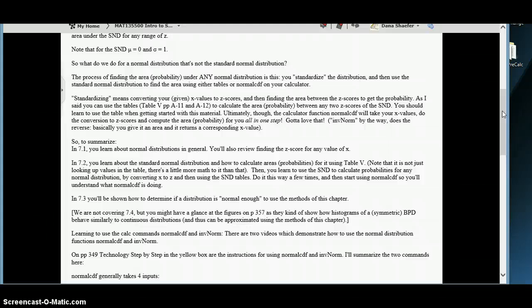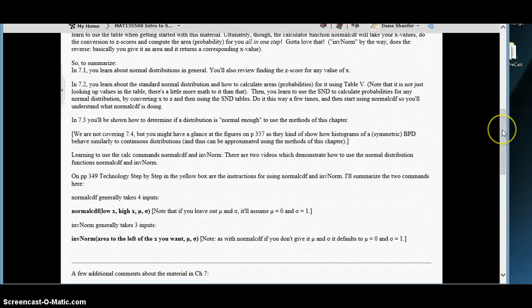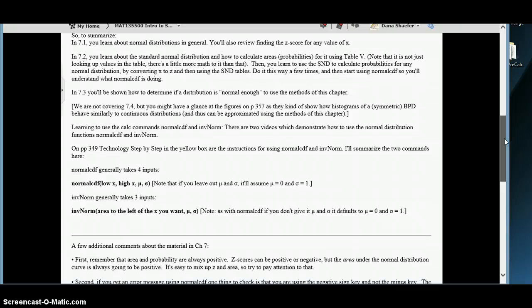So just in general, in 7.1, you're going to learn about the normal distribution. In 7.2, you're going to start calculating probabilities using the standard normal curve. And I wanted you to practice using table 5 just to do that a few times, and then feel free to use the graphing calculator for the rest of the time. And as that section continues on, you'll also be converting story problems and x values to the standard normal curve so that you can find those areas and those probabilities.